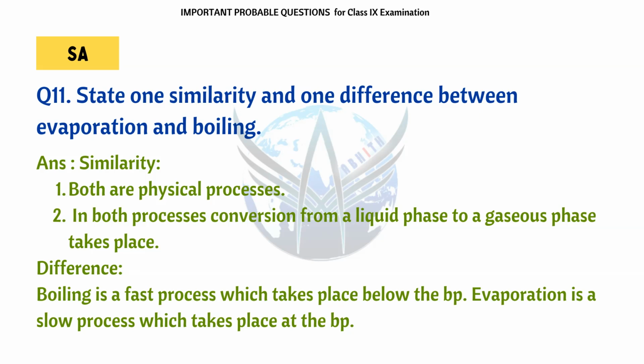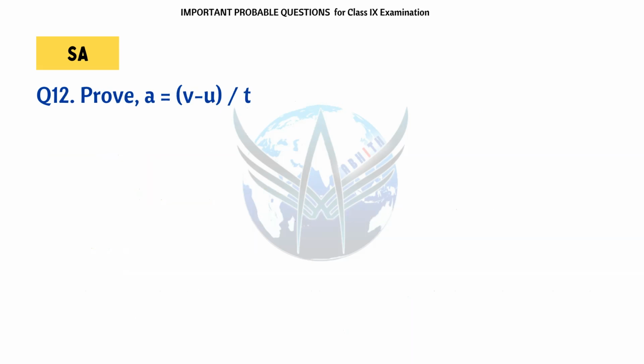Then the difference: you can write any one, but I have written two. Boiling is a fast process and evaporation is a slow process. And then you can write about temperature: boiling takes place at the boiling point and evaporation takes place below the boiling point. I think we discussed question numbers 1 to 5, the MCQs, earlier.